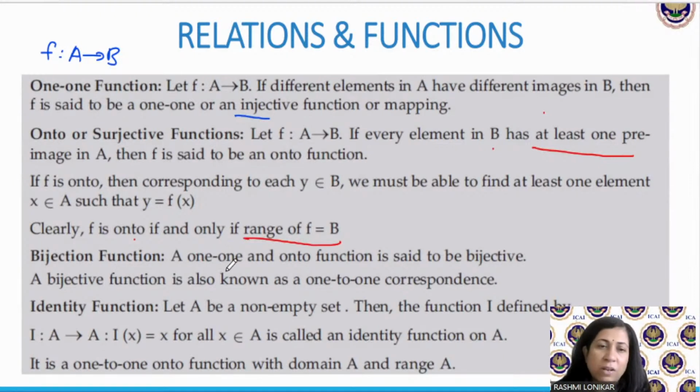Bijective function. A one-one and onto function is said to be bijective. Bi means two. What are the two conditions that are being satisfied? That it is one-one, and also it is onto. Means what? Every element in B has a pre-image in A, and one-one means every element in A has a distinct image in B. When these two conditions are satisfied, you say that the given function is bijective.